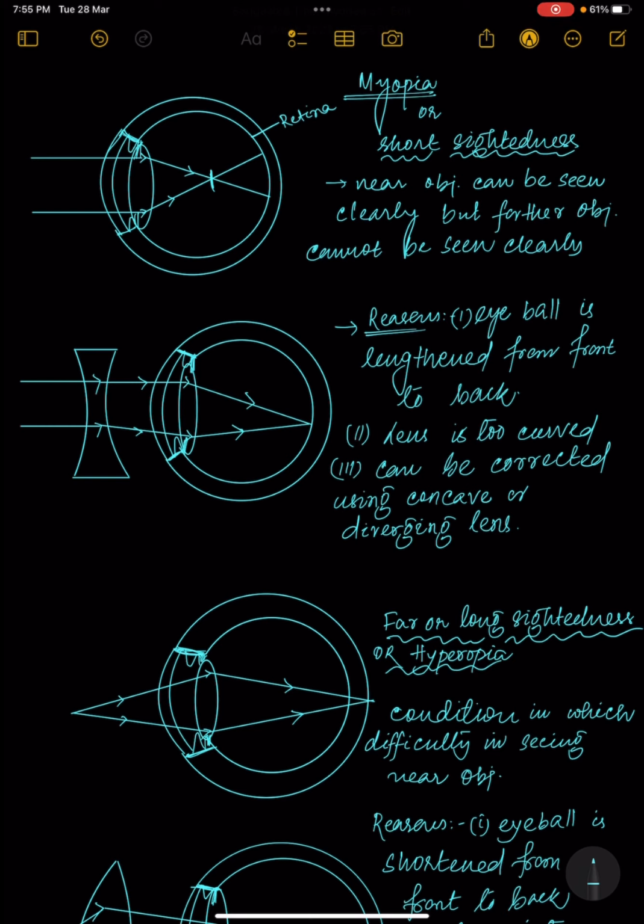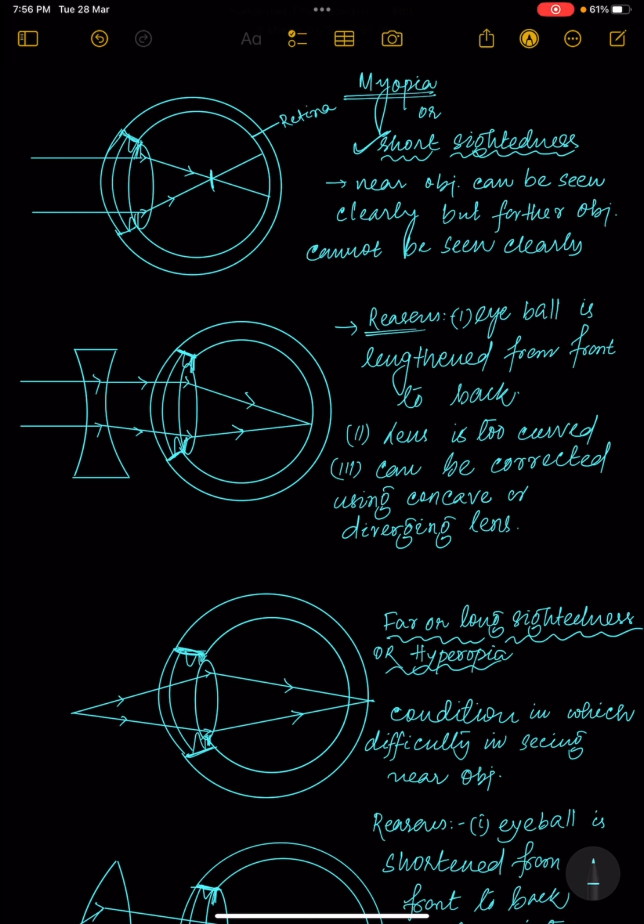And what are the reasons? You may have been facing difficulty in remembering the reasons. So how can you remember? When myopia or short-sightedness is there, the eyeball is lengthened. Short, just its opposite, lengthened. Okay, long or lengthened. So in case of short-sightedness, the eyeball is lengthened from front to back.